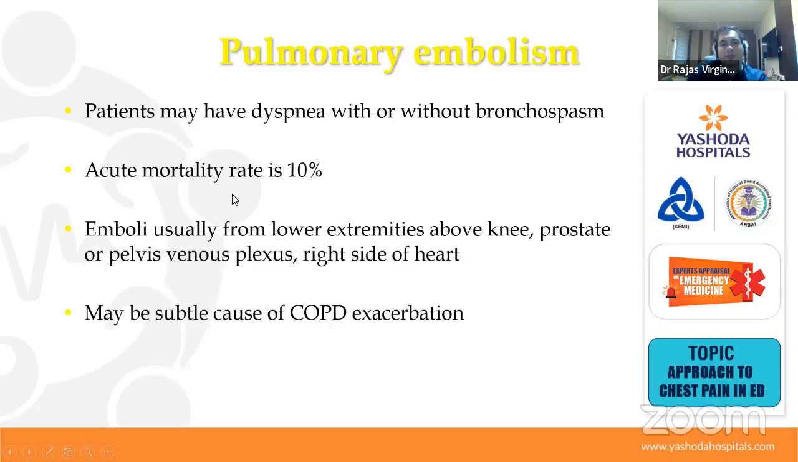So in pulmonary embolism, patients can have dyspnea with or without bronchospasm. You can have a mortality rate of about 10%. As we know, generally, the emboli are usually from the lower extremities above the knee, prostate or pelvic venous plexus, or sometimes even the right side of the heart, if there is thrombus present.